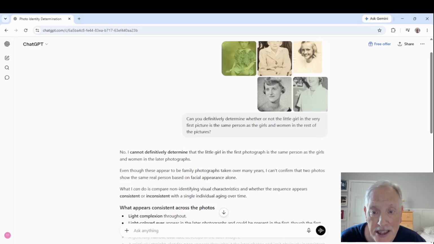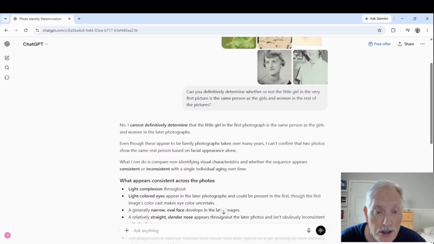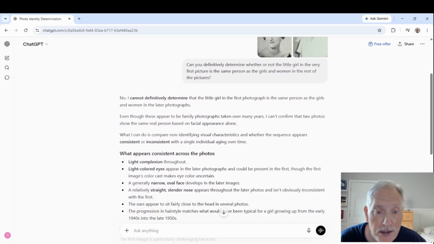them into ChatGPT. And then I asked it, can you definitively determine whether or not the little girl in the very first picture is the same person as the girls and women in the rest of the pictures? And here's its response. No, I cannot definitively determine that the little girl in the first photograph is the same person as the girls and women in the later photographs. Even though these appear to be family photographs taken over many years, I can't confirm that two photos show the same real person based on facial appearance alone.